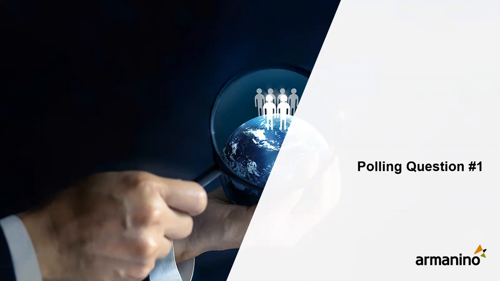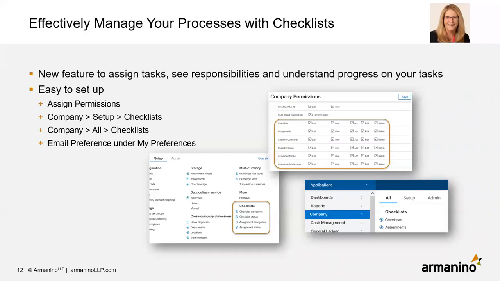Yeah, I love it. What are checklists? Okay, well, let's find out what they are. So in a previous release, Sage Intacct released checklists, and that is an ability to, within the system, have checklists such as your month-end checklist with assignments for different tasks that need to be completed so that you can see the status of those. Next, the new features: assign tasks, see responsibilities, and understand progress on your tasks.